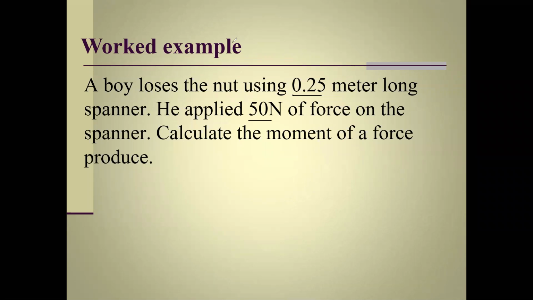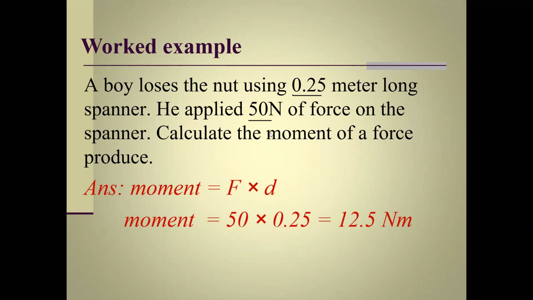So force is given, 50, and the distance from the pivot is 0.25. So force multiplied by distance, you will get 12.5 Newton meters.